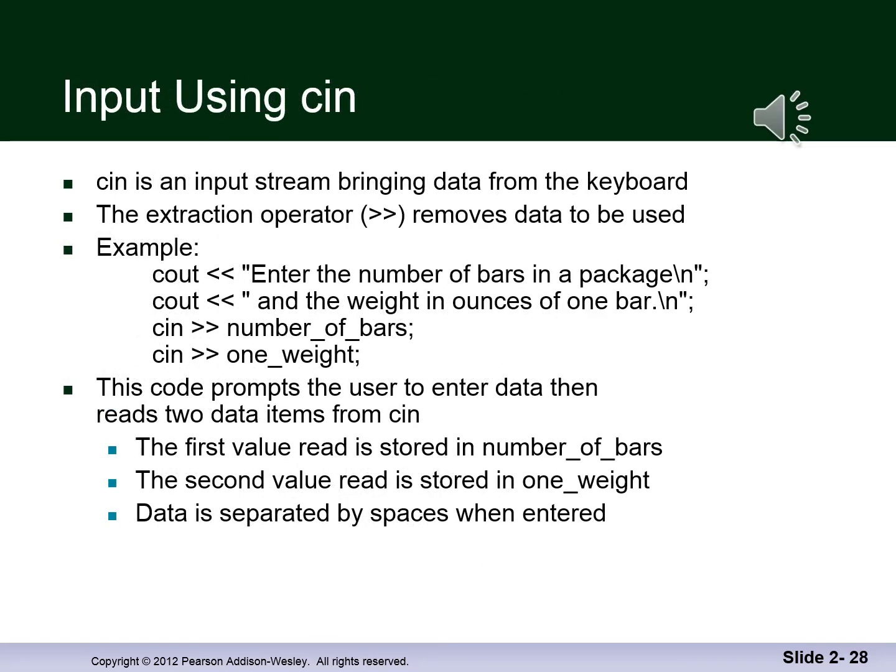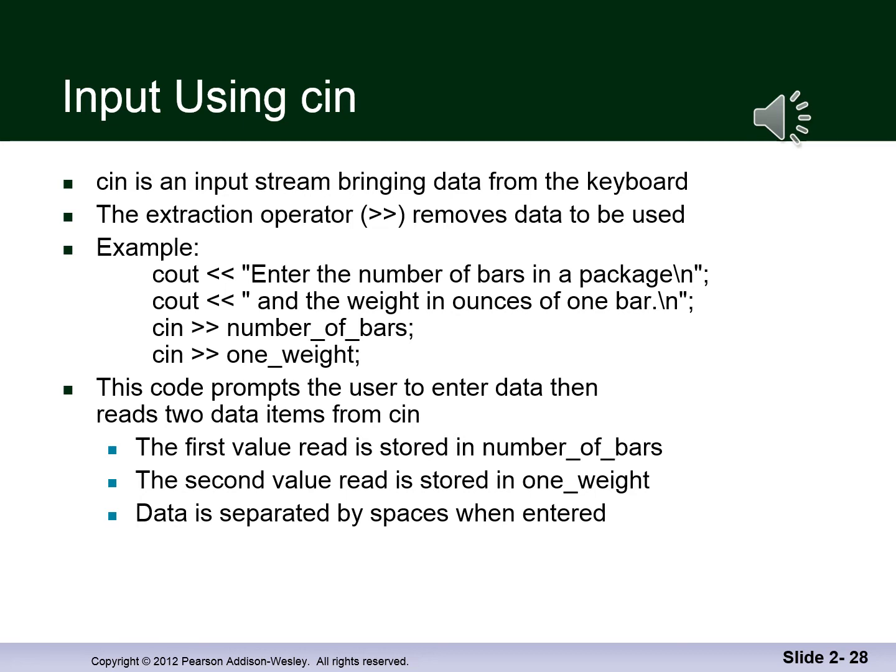Cin is an input stream that brings data in from the keyboard. It allows input from the user of the program into the program. The extraction operator removes data to be used. Here are some examples. Cin is almost always used after cout. Cout prompts or sends output to the screen, telling the user what type of input they should enter, and then cin receives the entered input.